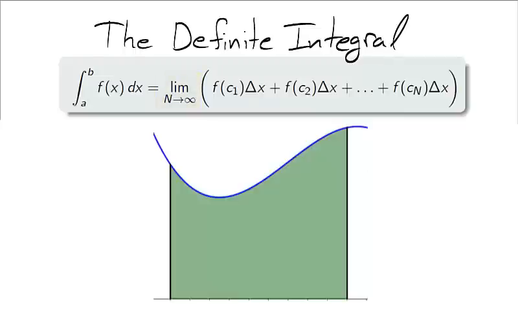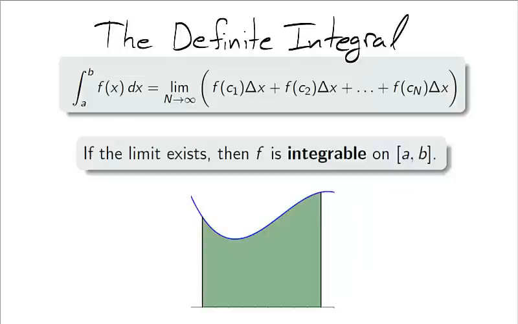We attach the word definite to integral as we are interested in f on a defined interval. Later in the chapter, we will encounter indefinite integrals, that is, the integral over an interval that has yet to be defined. If the limit of the Riemann sum exists, then the function f is said to be integrable on the interval ab. Not all functions are integrable. However, all continuous functions are integrable.